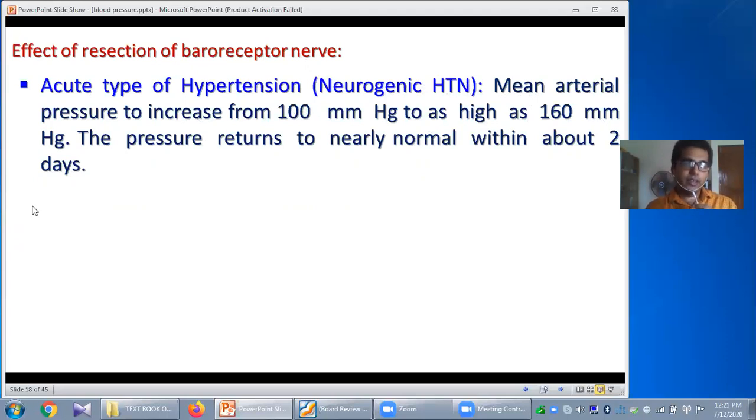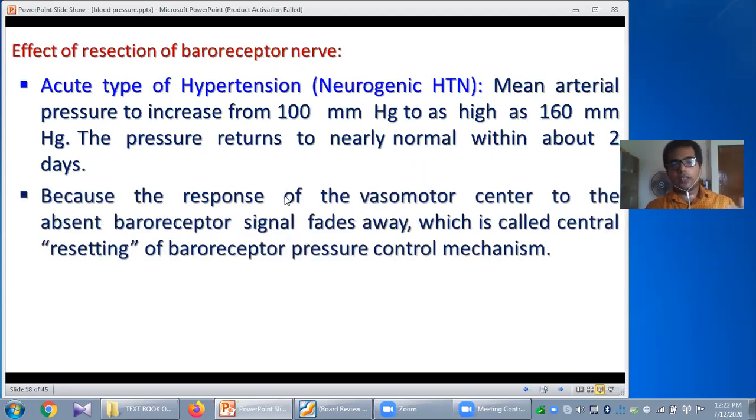But the interesting thing, this pressure returns to nearly normal within about 2 days. Okay, how? Actually, because the response of the vasomotor center to the absent baroreceptor signal fades away. So initially, when there is no signal coming from the baroreceptor, the vasomotor center becomes excited and increases the vasomotor tone and thereby increases the pressure. But after 2 days, this vasomotor center sensitivity will decrease or fade away, which is called central resetting of the baroreceptor pressure control mechanism. And now your pressure will come down to the previous normal conditions.